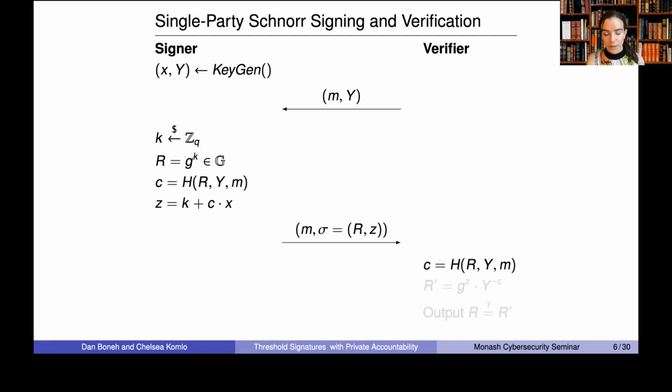And to verify that signature, what the verifier does is it rederives the challenge, it derives what the commitment should be, and then it outputs whether or not the commitment that's in the signature is with respect to that derived commitment. So it's pretty simple. It's just a zero knowledge proof of knowledge of the secret key X sort of bound to this message by hashing it into the challenge using the Fiat-Shamir transform. So that's just a reminder of Schnorr signing.